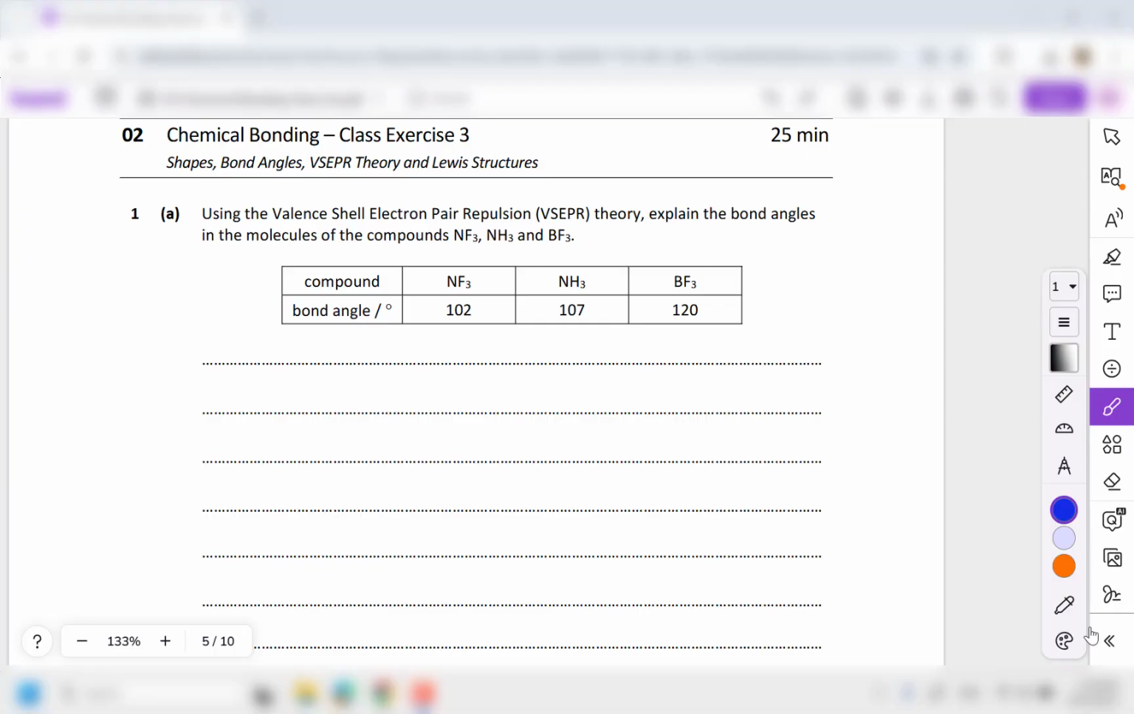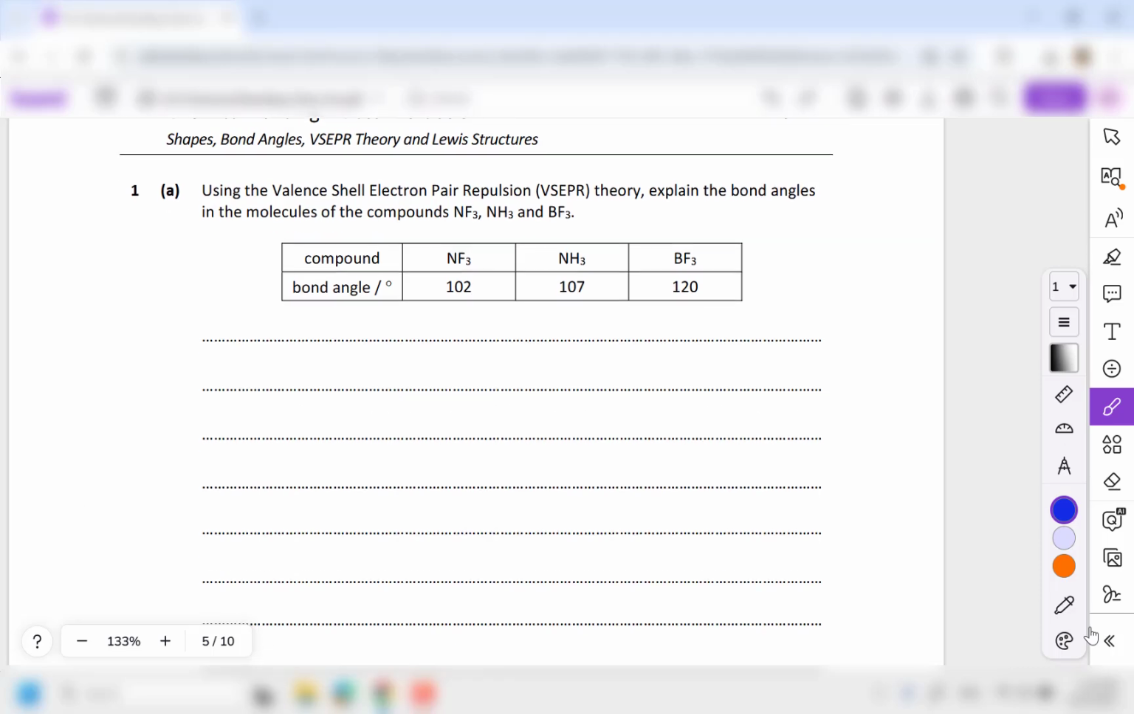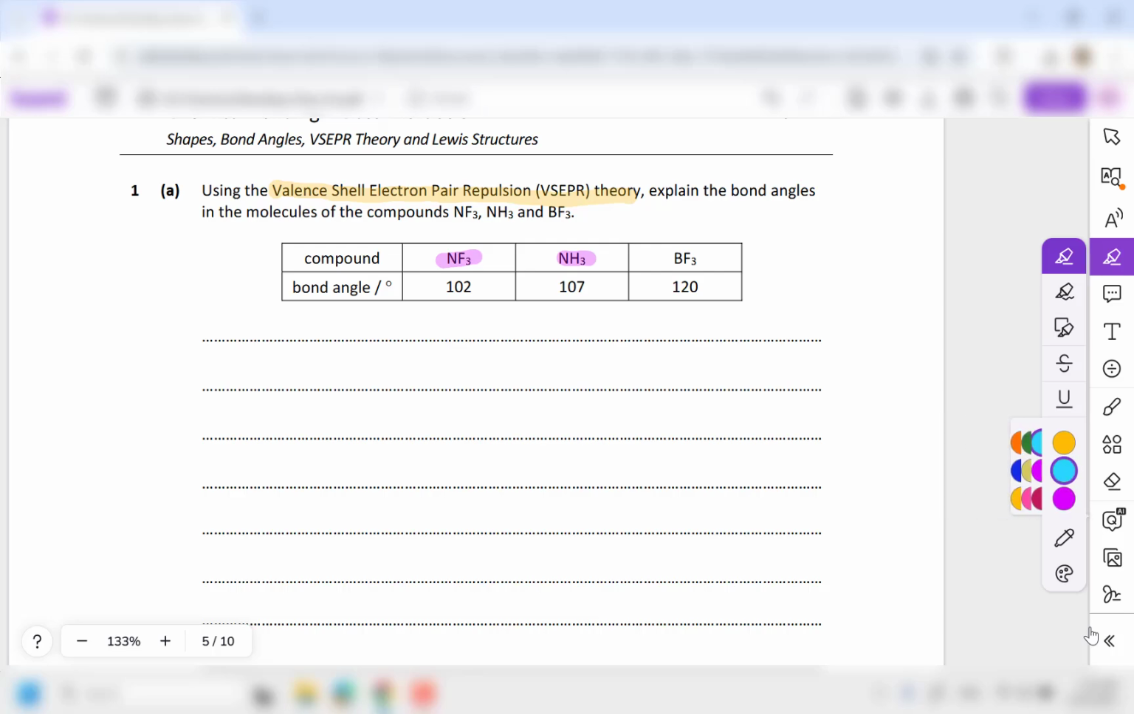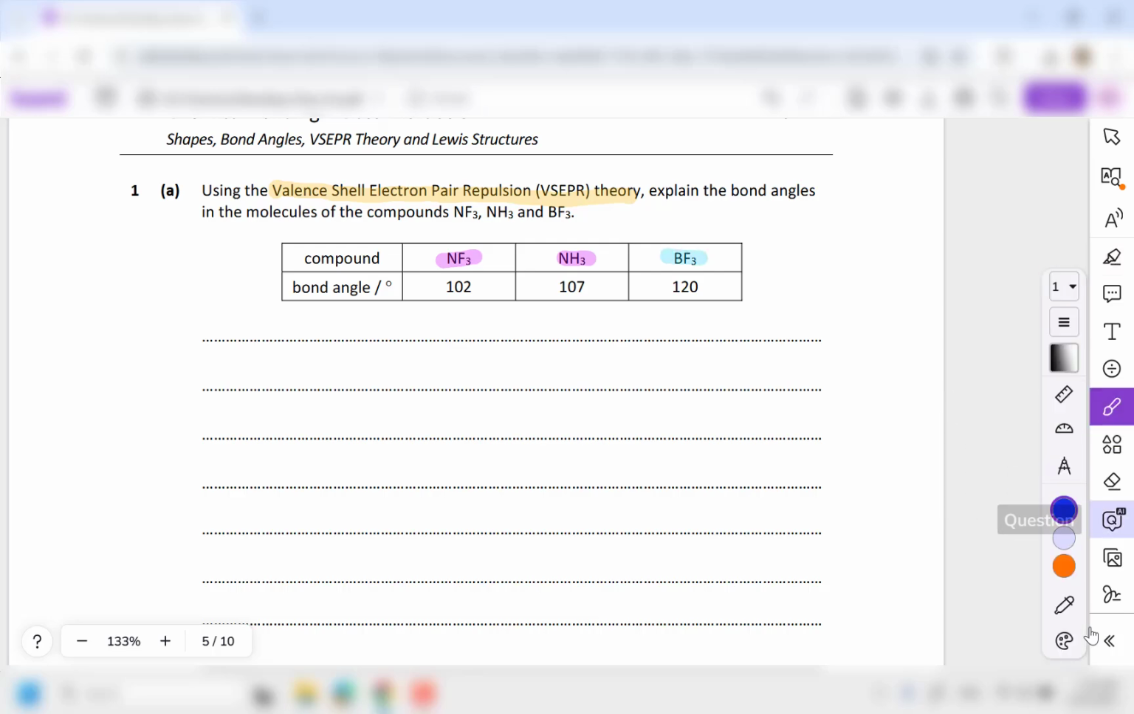Hello students, we are going to look at class exercise 3, chemical bonding. This question requires you to make use of the VSEPR theory, to explain why the bond angles in the molecules are as follows. We can group them into two separate categories: NF3 and ammonia in one category, and BF3 in another.